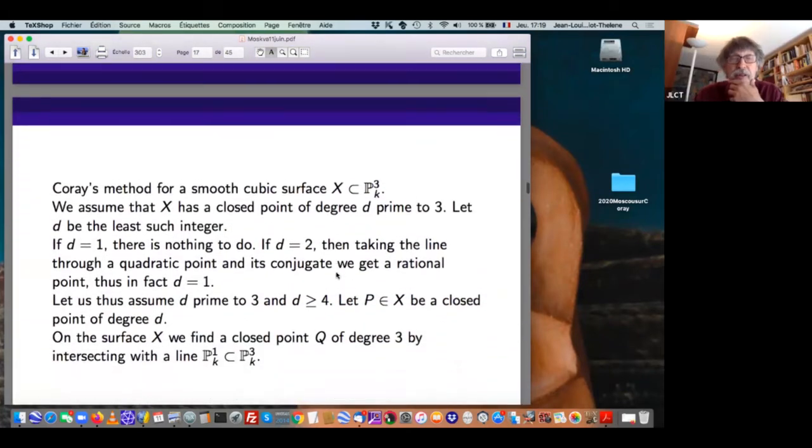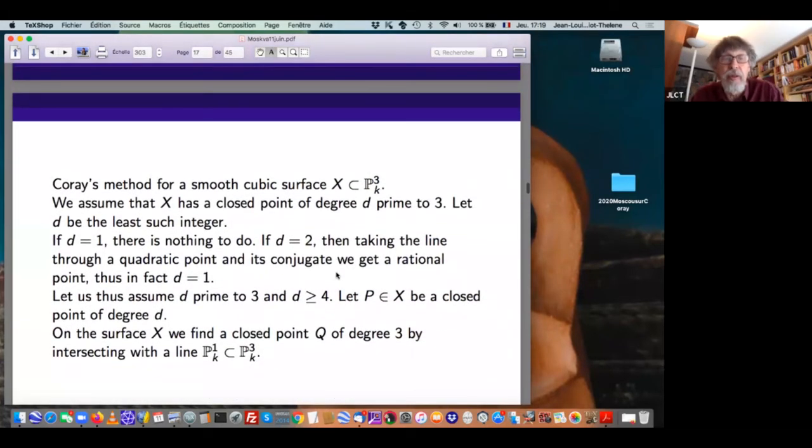Okay, now let me describe Corey's method for a smooth cubic surface in P3K. We assume that x is a closed point of degree d prime to 3, and we want to compute the least such integer. In the end, we're going to show that it's either 1, 4, or 10.